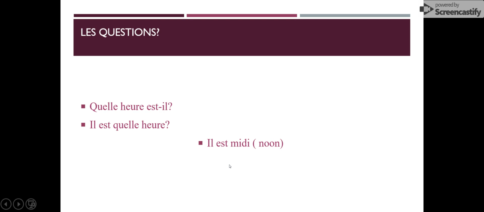Les questions. So how do you ask for the time? You can say quelle heure est-il? Quelle heure est-il? What time is it? Il est quelle heure? It also means what time is it? Il est midi, which means it's noon.